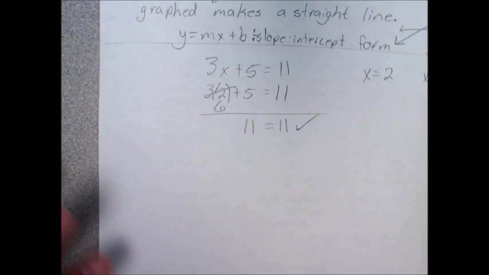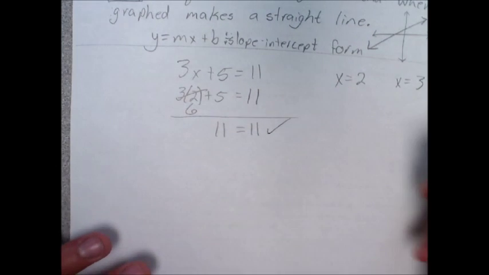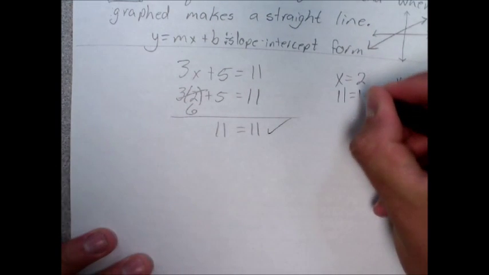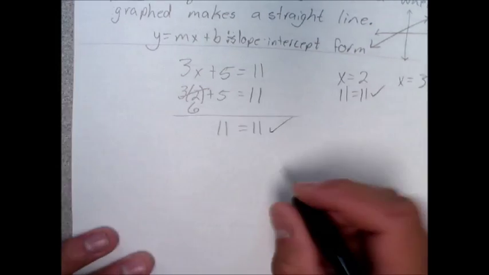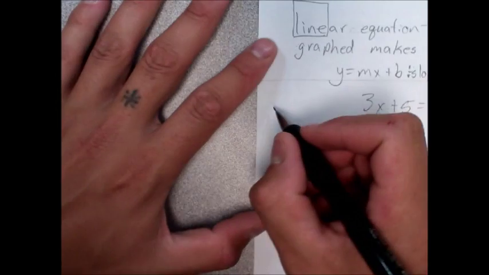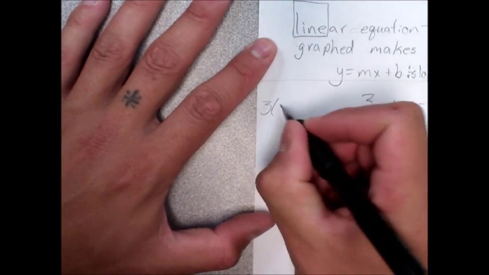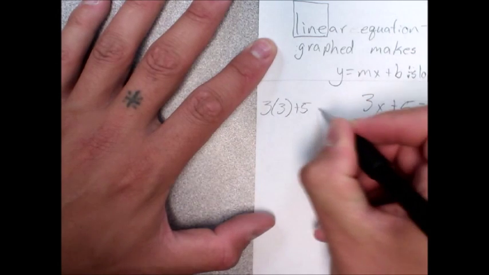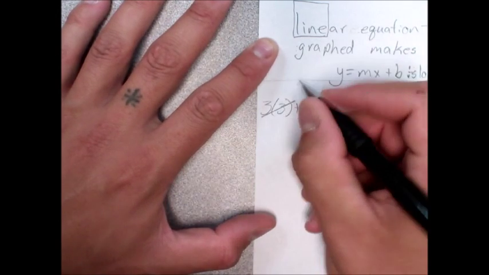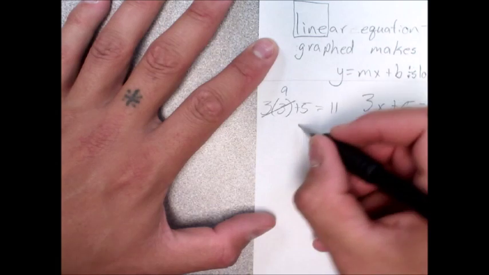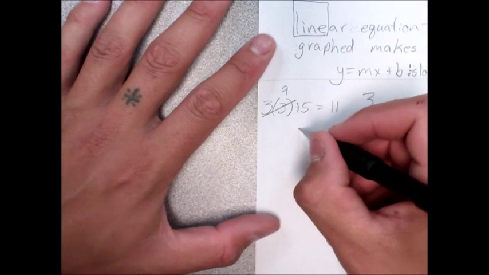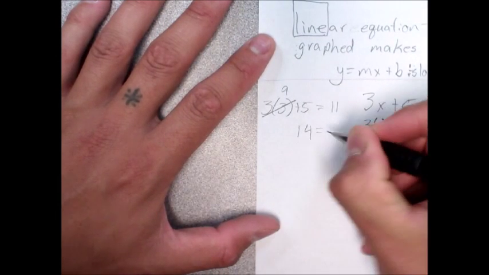In the event that it does not work, for example, when we plug in 3, okay, I'm going to go ahead and plug in 3 over here, just slightly to the left of it. I get 3 multiplied by 3 plus 5 equals 11. Okay, again, 3 times 3 makes 9. 9 and 5 make 14, I heard from somebody.